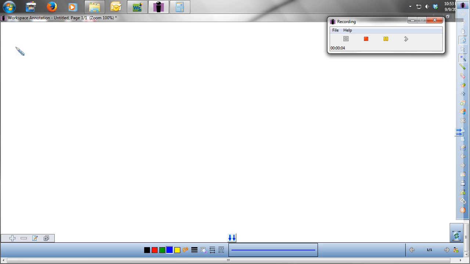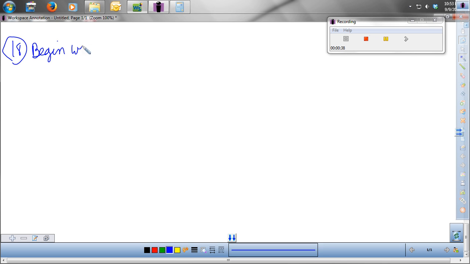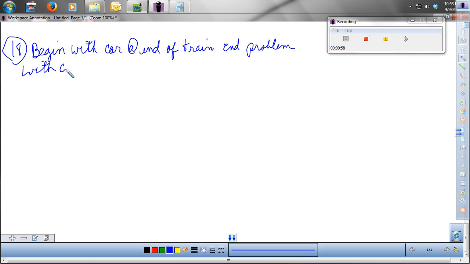So I said, well, I'm going to begin problem 18 with the car at the end of the train, and I want to end the problem with the car back at the front of the train. So I really have two different time segments that I need to deal with. And let's see what we can do.